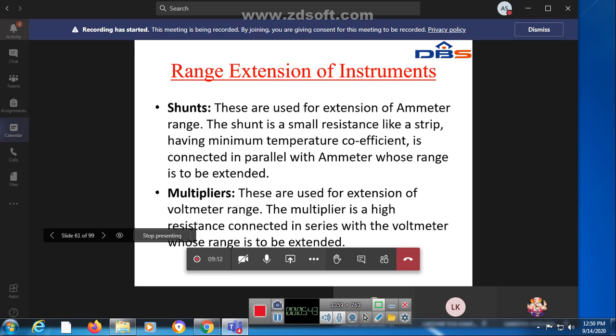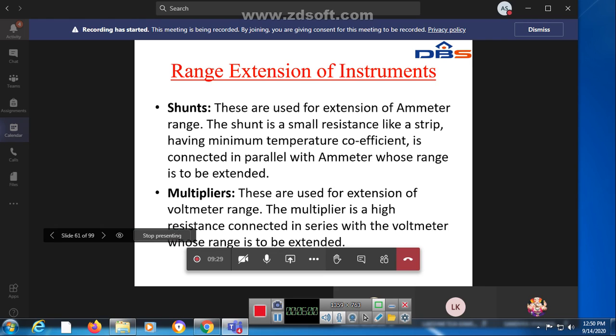So shunt is nothing but whenever you have to take one resistance. Resistance is nothing but like a strip of one material. Any material you have to bend into a strip. That is connected in parallel with the ammeter. At that time, that arrangement is nothing but the shunt.